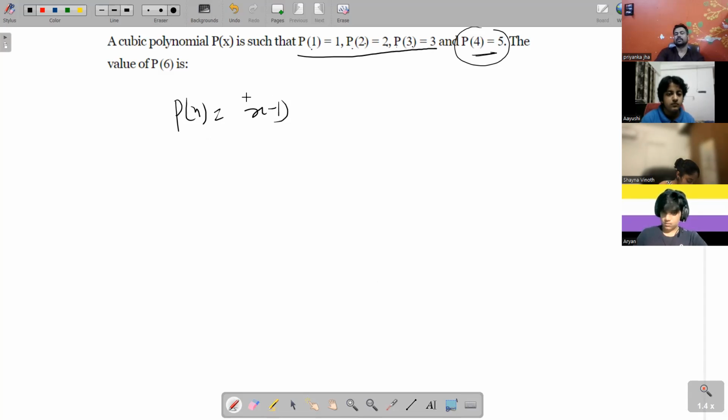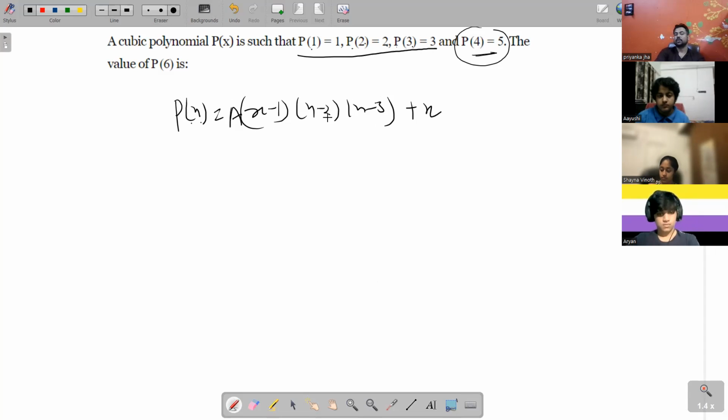So club all the remainders together. Put one leading coefficient, and plus x. Why x? Because if you put x = 1, this will become 0 and you will get 1. P(1) is 1. If you put x = 2, P(2), this will become 0 because of this 2 − 2, and you will get 2. P(3), this will become 0 and this is 3.